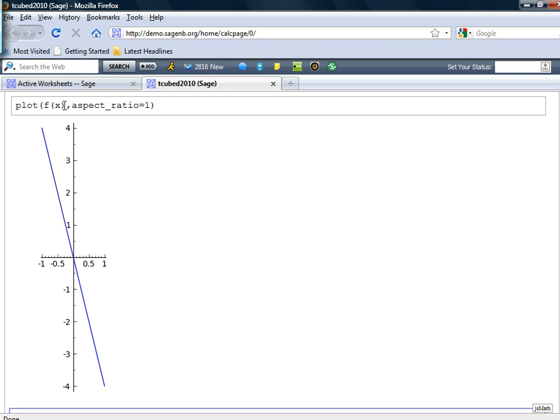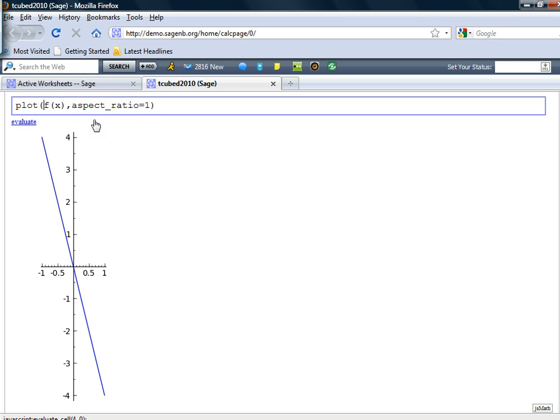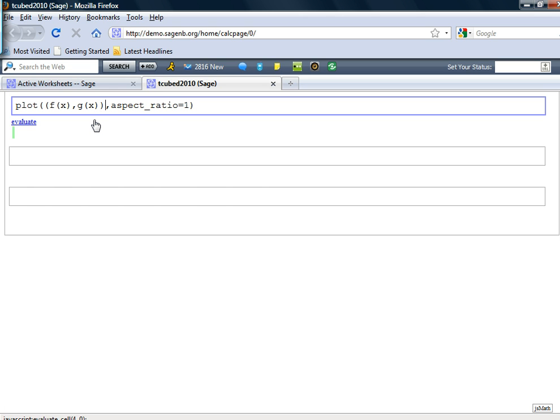Well, let's put up the other line. Now, when you want to plot more than one thing, you've got to put it in parentheses, make a list of the functions, and separate it by commas, like that. Now you should see both.